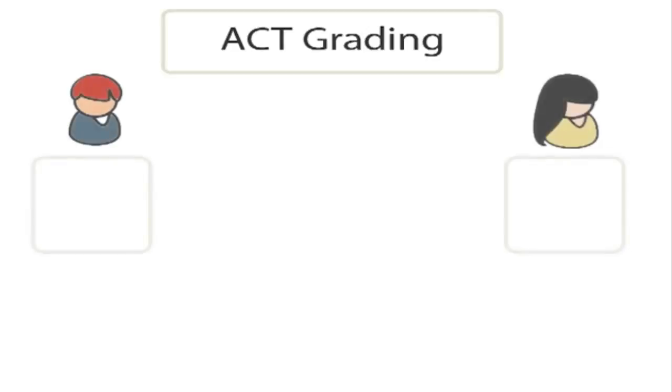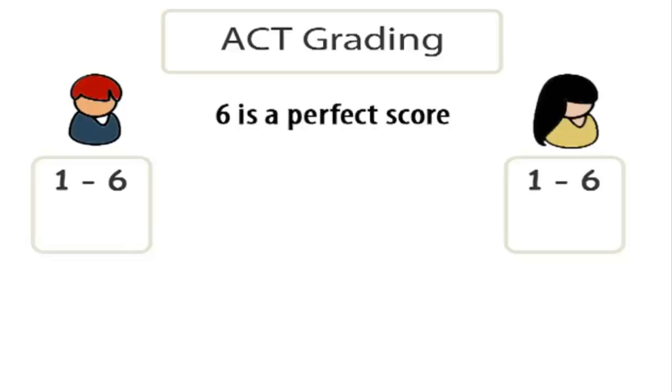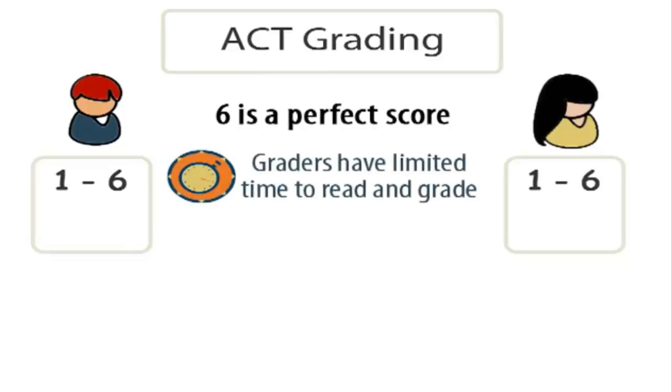To give you some background about the essay, let's first discuss how your tests will be graded. Your essay will be graded by 2 people, and each person will assign you a score from 1 to 6, 6 being a perfect score. Since the graders have such limited time to read and grade each essay, the essays are graded holistically. That means that they're graded as a whole without assigning specific point values to different characteristics of your essay. But they look for some specific elements.